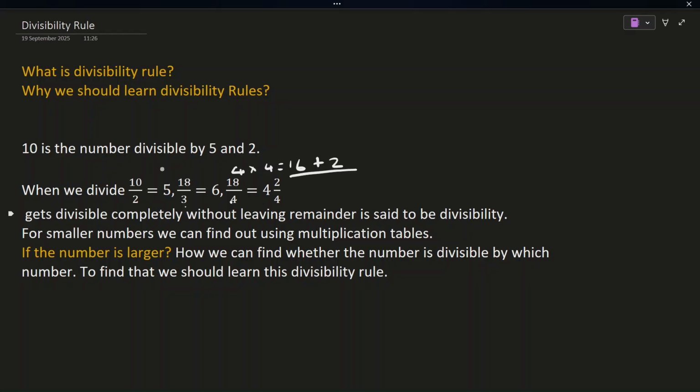So how can we find out whether it is divisible or not? For small numbers, using the knowledge of multiplication tables, we can say whether it is divisible or not. What about bigger numbers, like 4-digit numbers, 1, 4, 7, 8, like that? If they ask how we can find out whether it is divisible by 3, by 9, or by 8, how can we find out? If we know certain rules, we can find out easily.